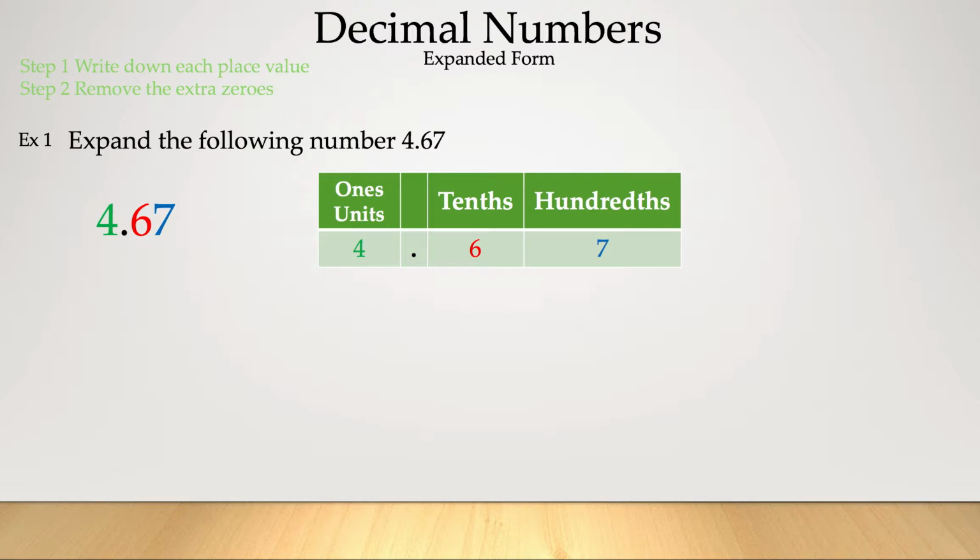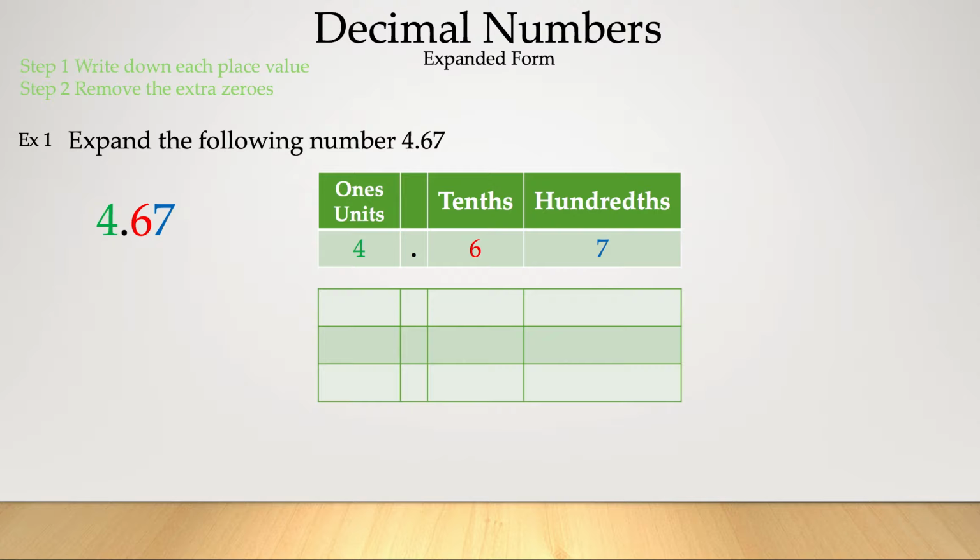Let's go ahead and read the steps. Step 1. Write down each place value. Step 2. Remove the extra zeros. Let's read the question. Expand the following number, 4.67. So as you can see, we've already written down the place values and written the numbers below each one. So let's go ahead and get started expanding the number.